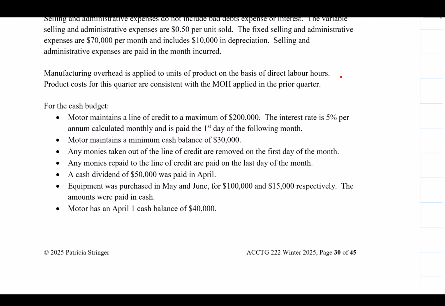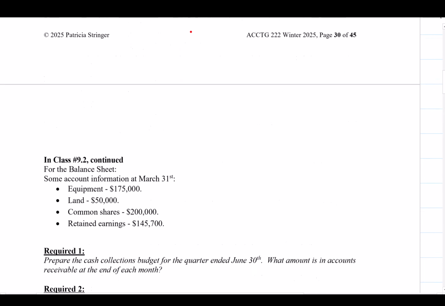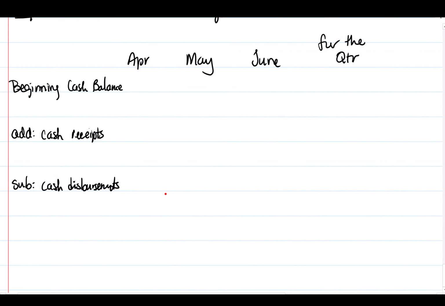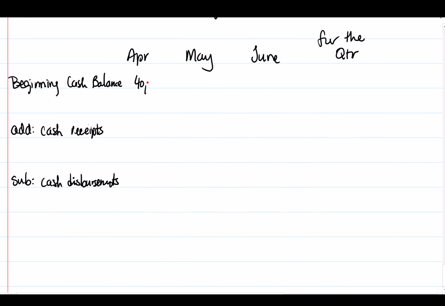A cash dividend of $50,000 was paid in April. Equipment was purchased in May and June for $100,000 and $15,000 respectively. The amounts were paid in cash. And Motor has an April 1st cash balance of $40,000. All right, so we're going to take that information into account as we go and prepare our cash budget. But the first thing they did say, the April 1st balance is $40,000.